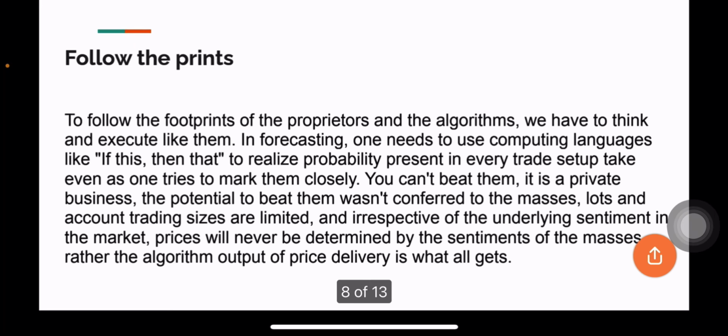Now, the question we asked the other time: is there possible prognosis for profit? Yes. So for us to be able to do this, we need to follow the prints. Whose prints? The proprietor's prints, which is Deriv itself, and the algorithms. If we can work side by side with them, execute trades the way they execute, as close as possible, we can imitate them, and we will be profitable in this market.